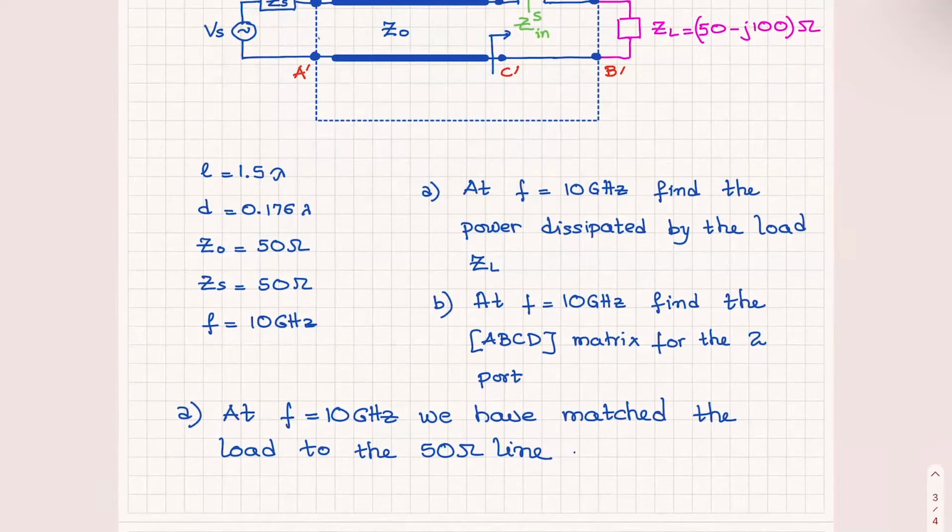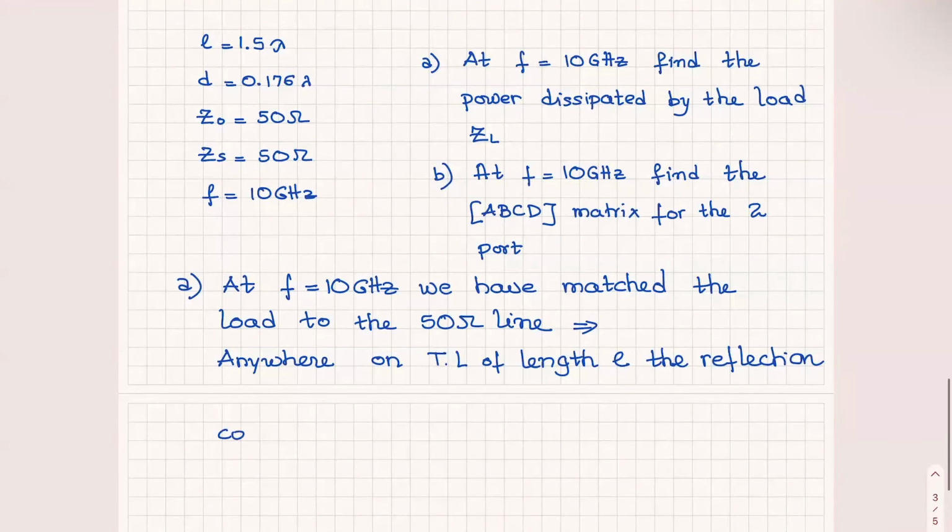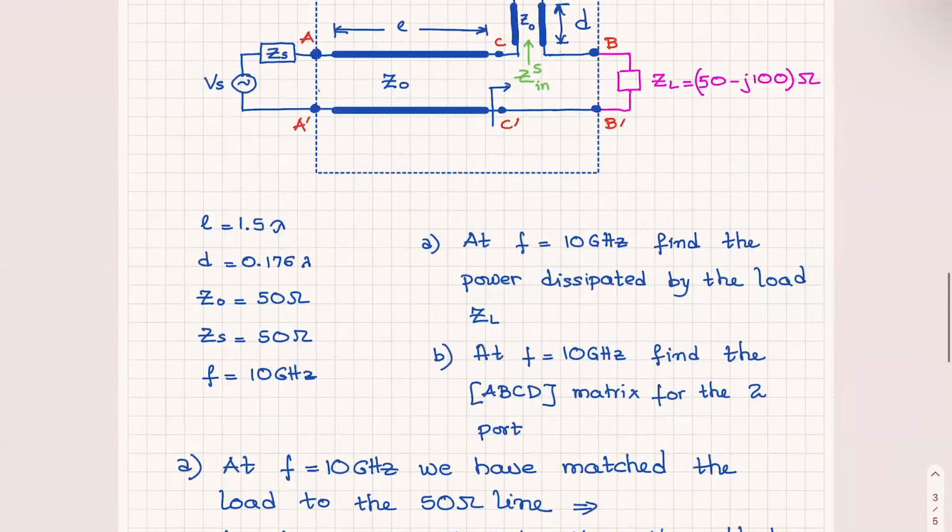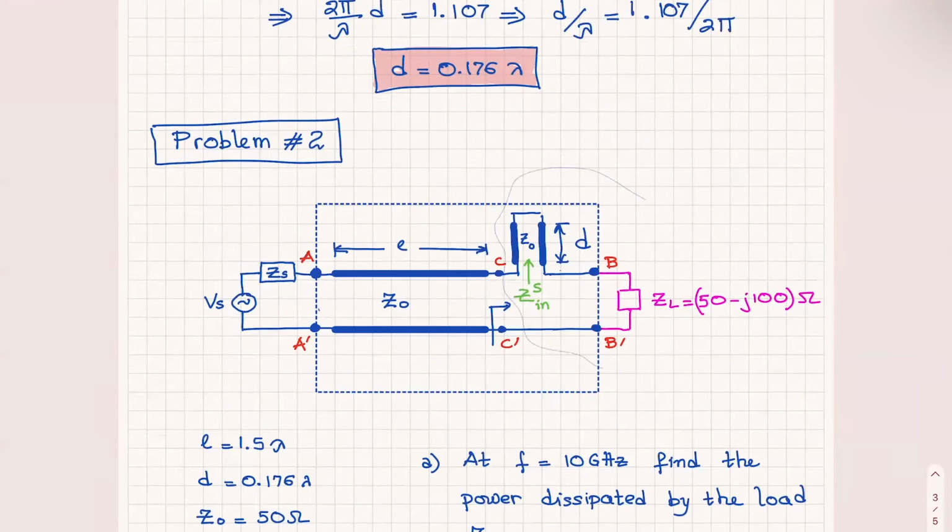So as a result of this, anywhere on the transmission line of length L, the reflection coefficient is 0. So in this part, we just assume it's been matched. Yes, this one is totally matched. All right. This together is 50 ohms. Okay. So this one is matched to this line.